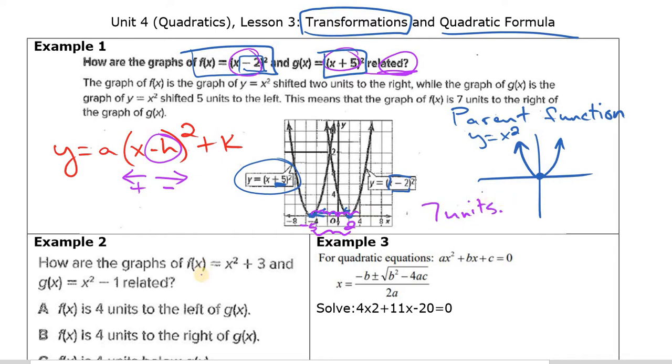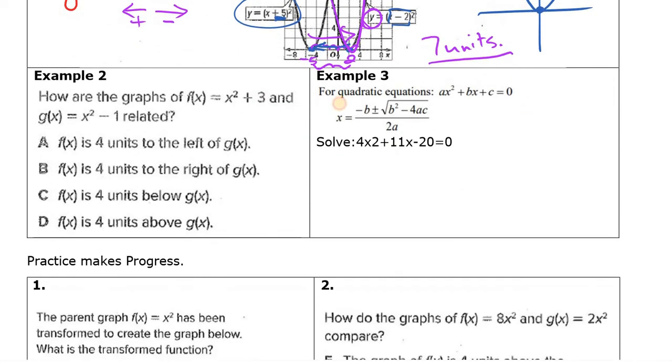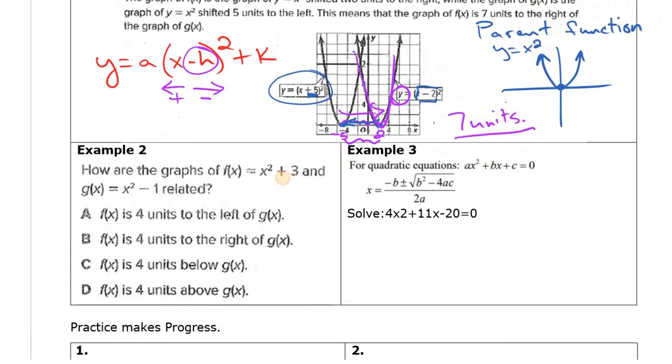And you'll have to be careful. Example 2 will make this clear. You'd have to say function f of x is 7 units to the right of g of x, or vice versa, 7 units to the left of f of x. All right, let's take a look at example 2.